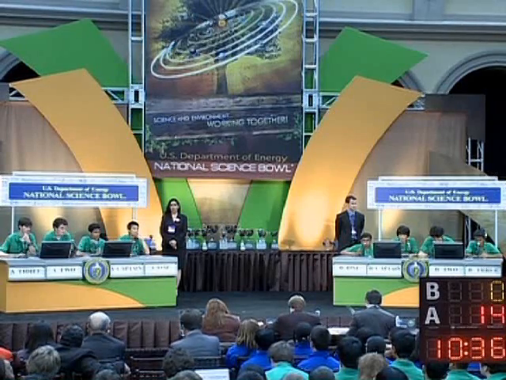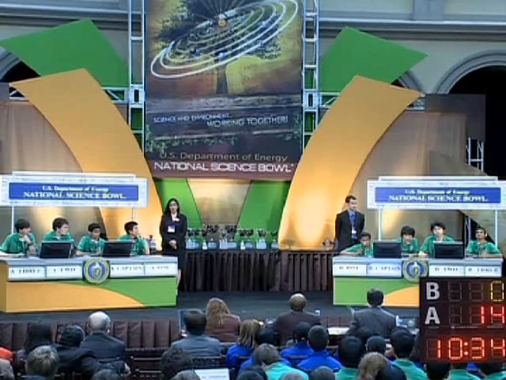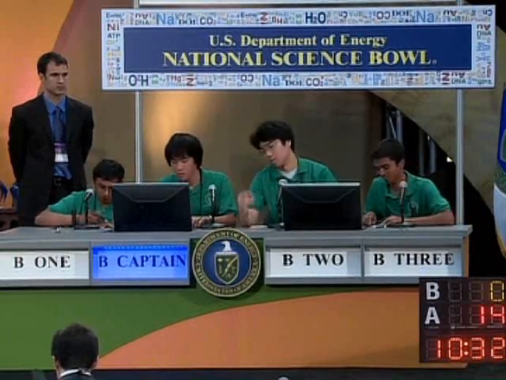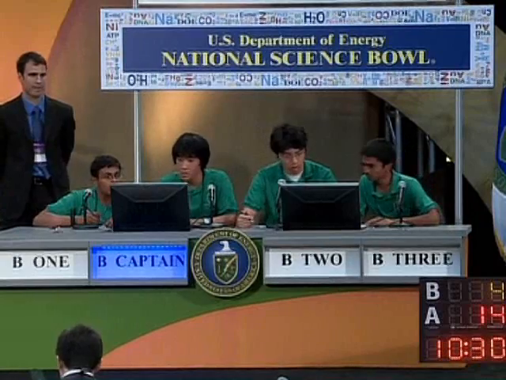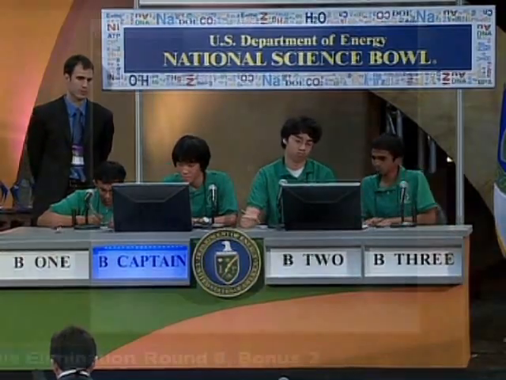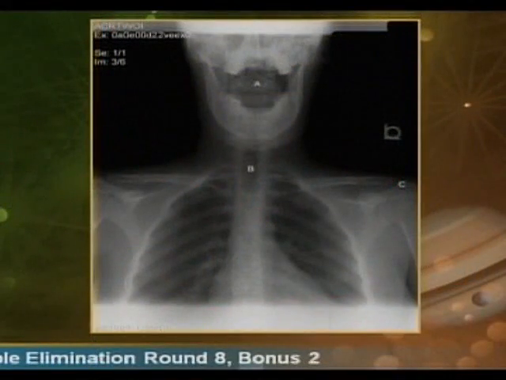Which of the following is a known mechanism that most often accounts for genomic imprinting? W, poly-A tails. X, DNA methylation. B, captain. X is correct. Your bonus question in biology is visual, short answer. Answer the following 3 questions regarding this medical X-ray. 1, what is the specific name of the bone labeled A? 2, what is the specific name of the bone labeled B? 3, what is the specific name of the process labeled C?